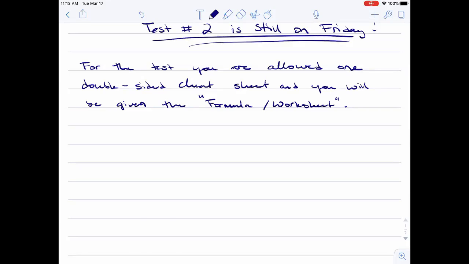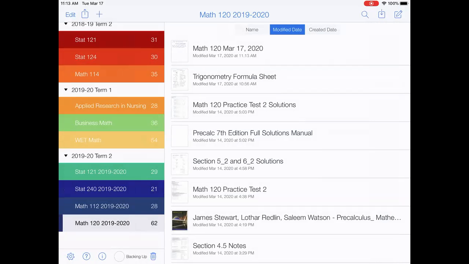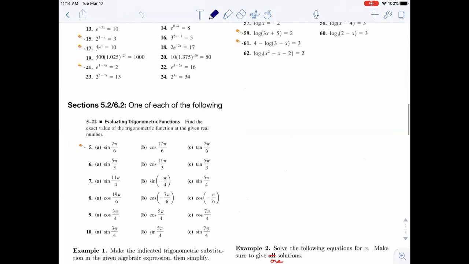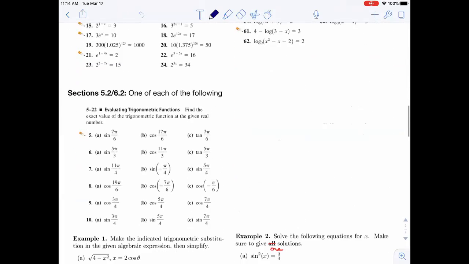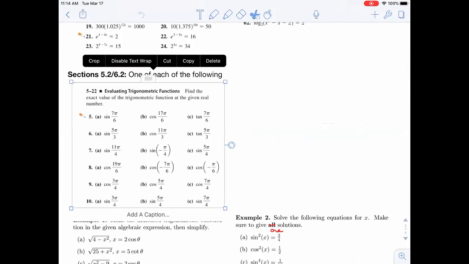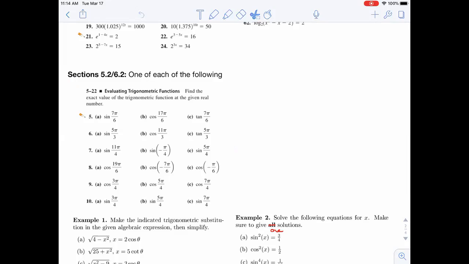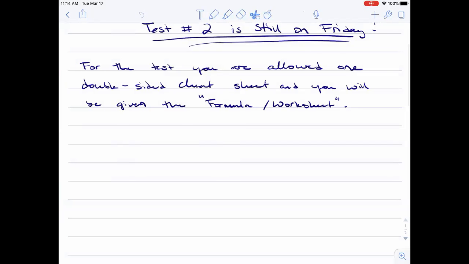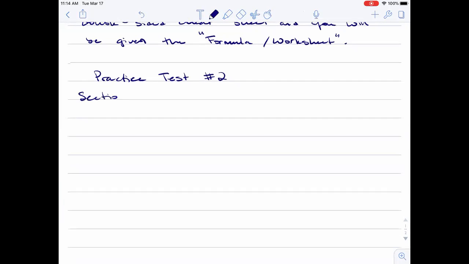All right, so I'm not going to be able to spend any time, unless we have time after, on the first couple of sections. But we did get to spend quite a bit of time in chapter 4, so that was nice. Let's see here. So this is from practice test number 2, and this is from section 5.2/6.2.